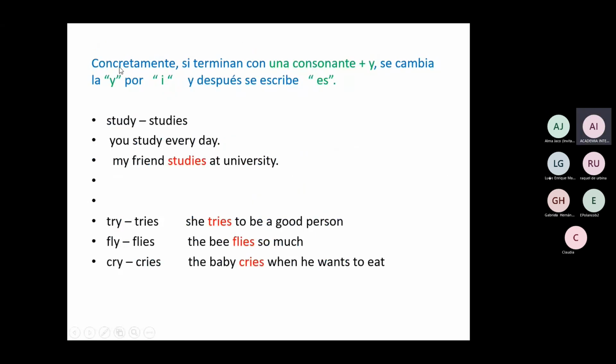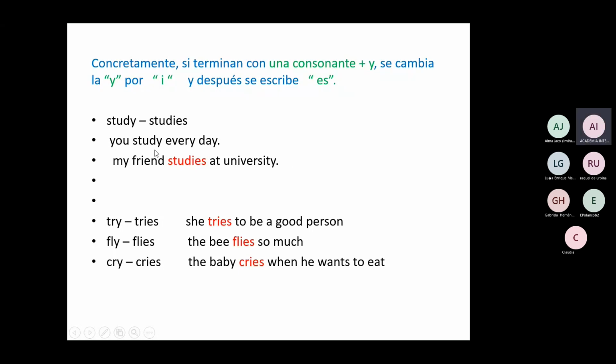This is another rule. Concretamente, si terminan con una consonante más la Y, se cambia la Y por la I latina y después se escribe ES. Study is a good example about it. Study, studies. Study, we don't say studies, even study, no. Study, studies. You study every day. My friend studies at university.